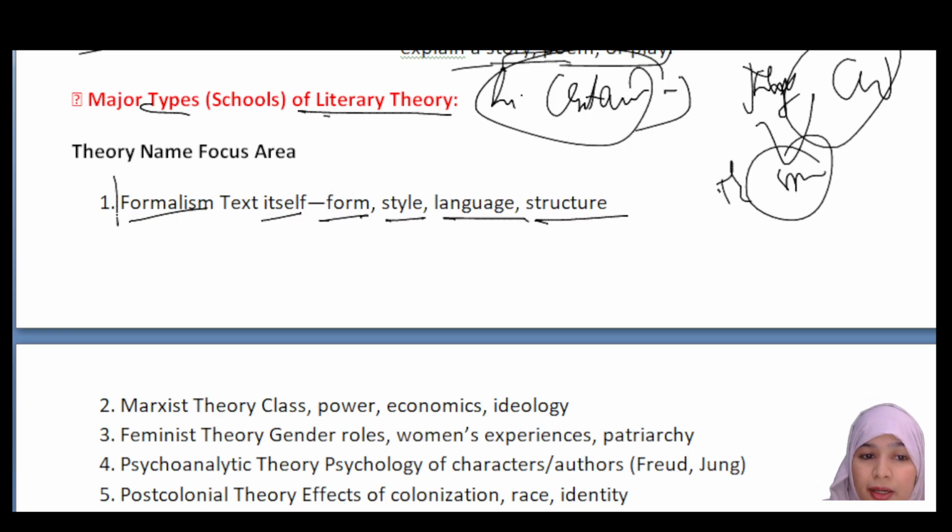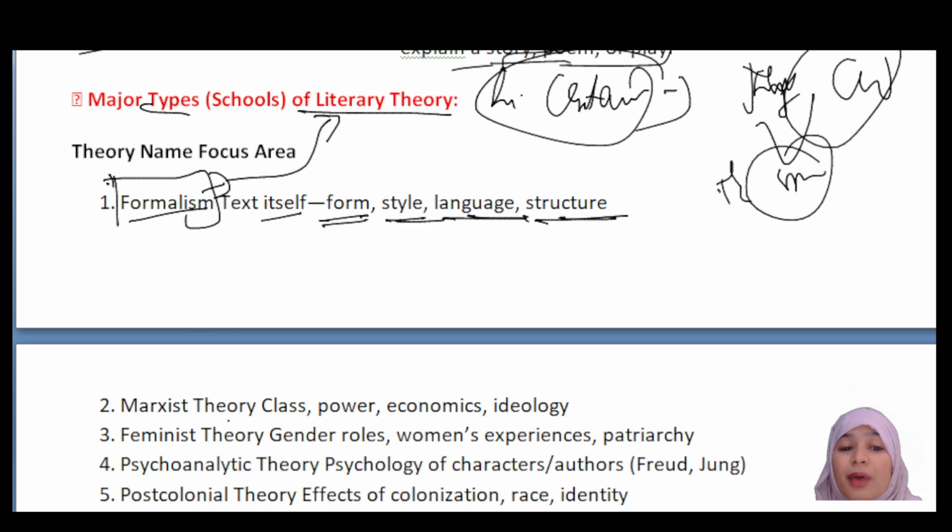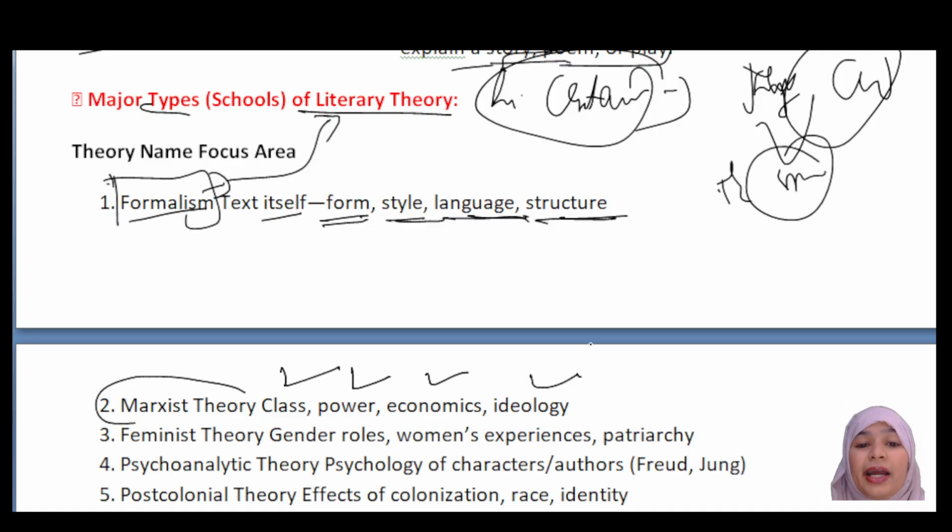When it comes to formalism, according to literary theory, what does it study? It focuses on form, style, language and structure. Whereas Marxist theory tells about class, power, economics and ideology.